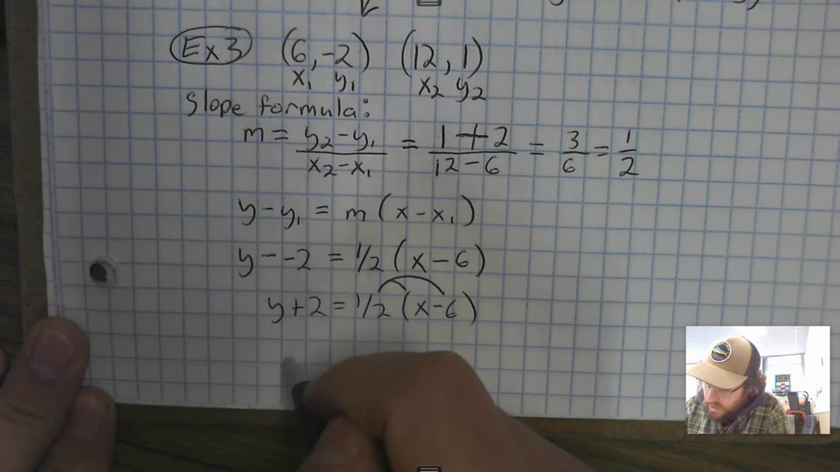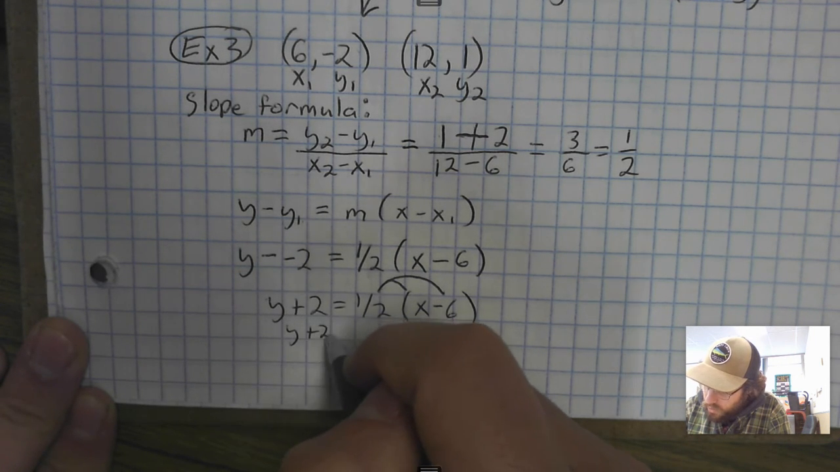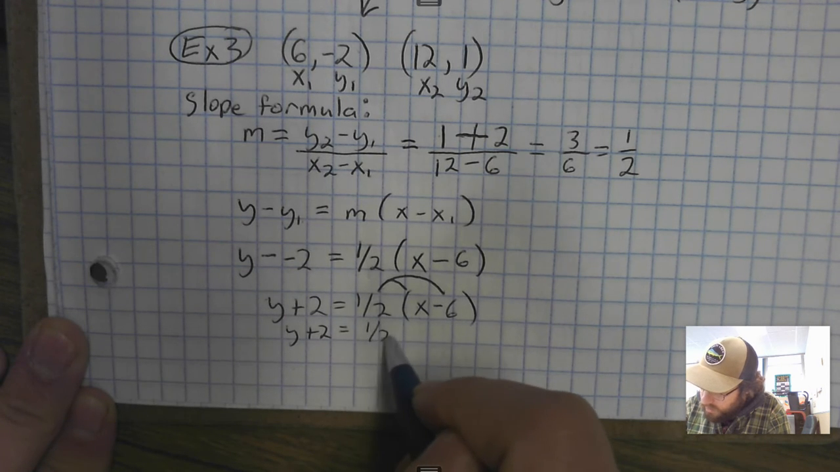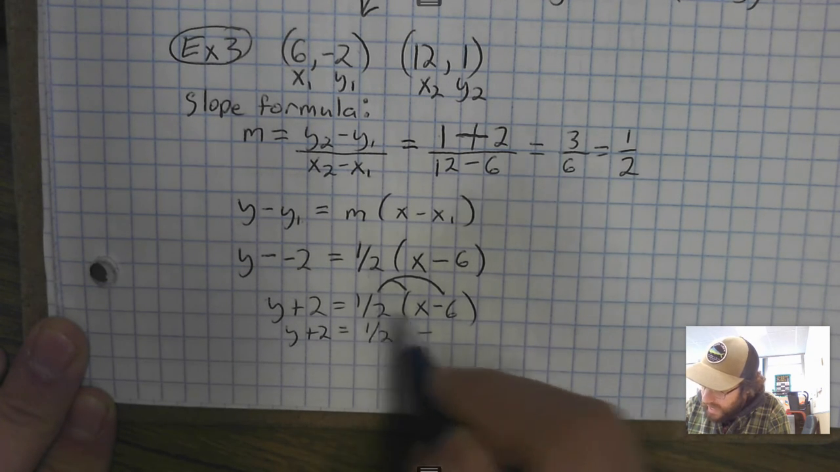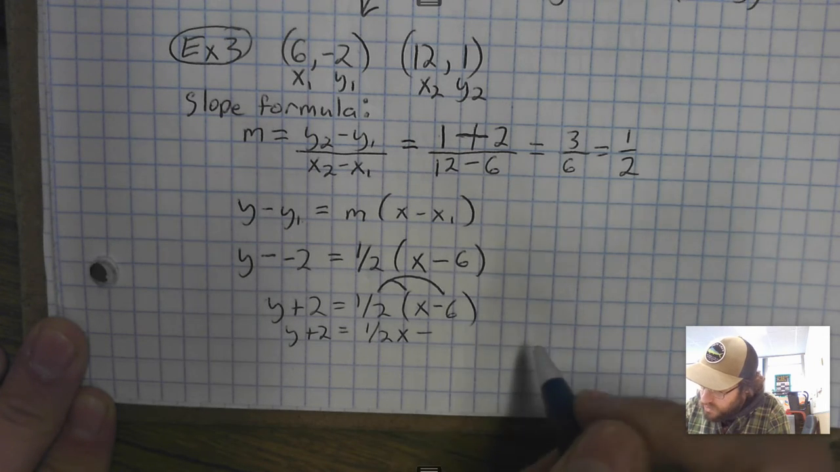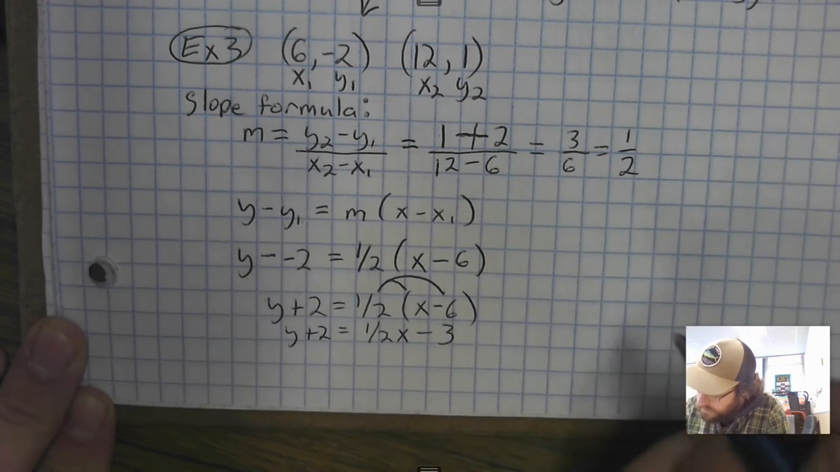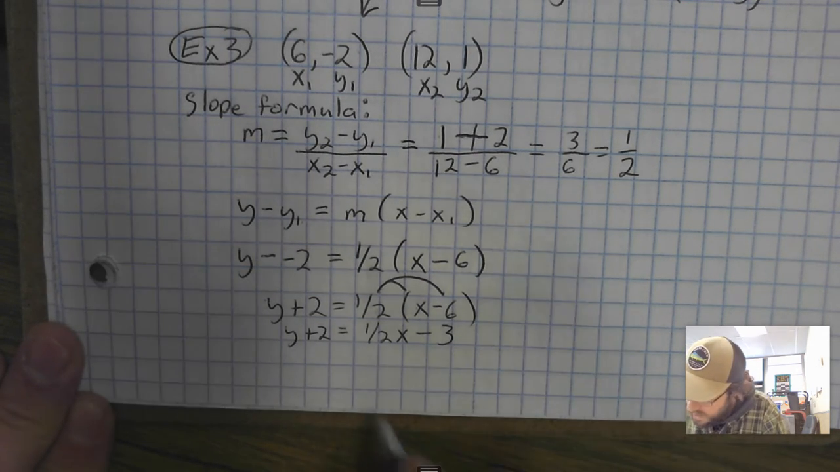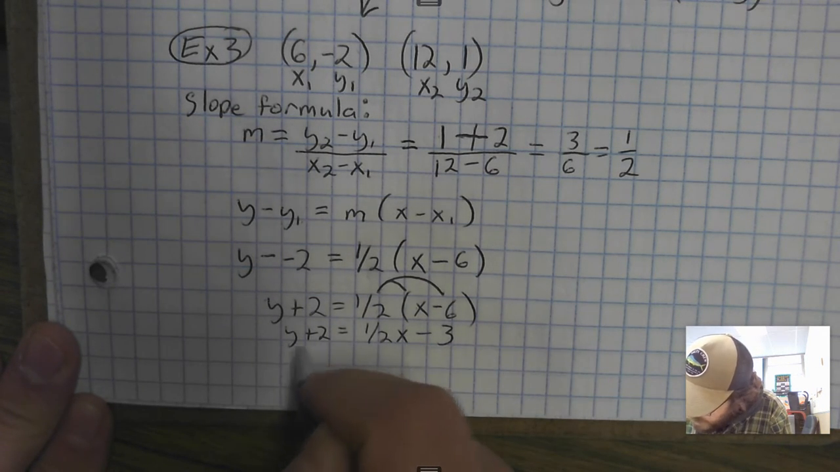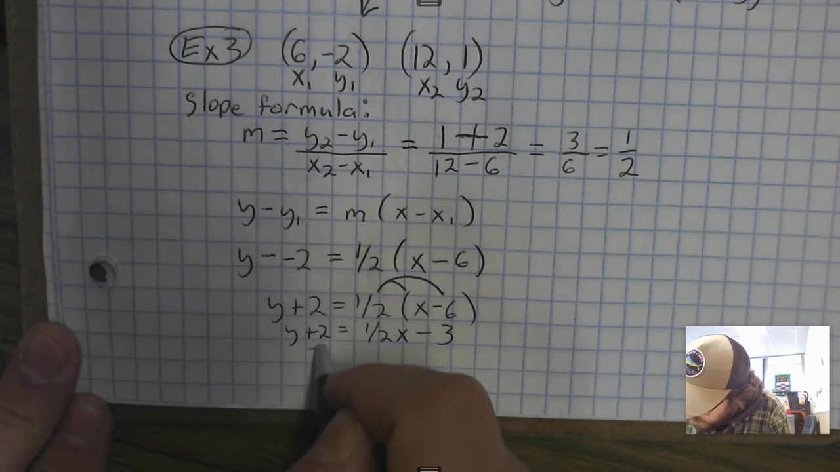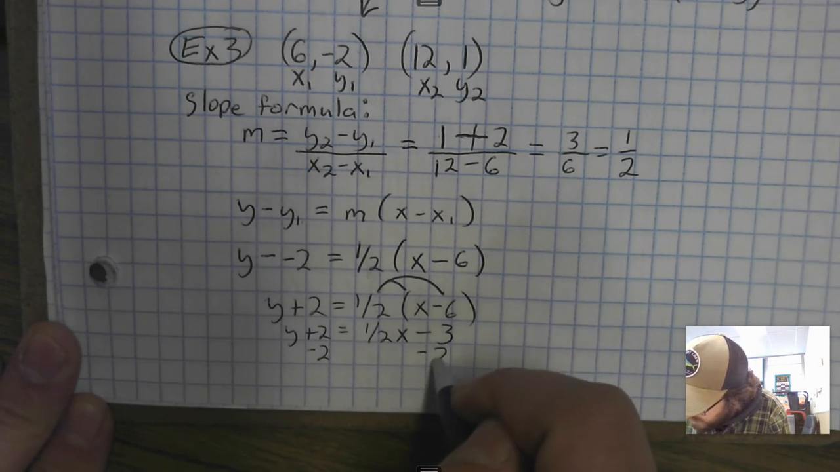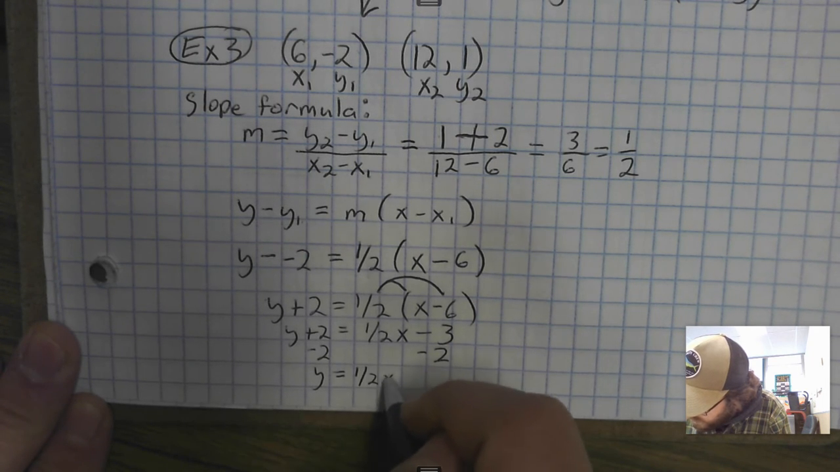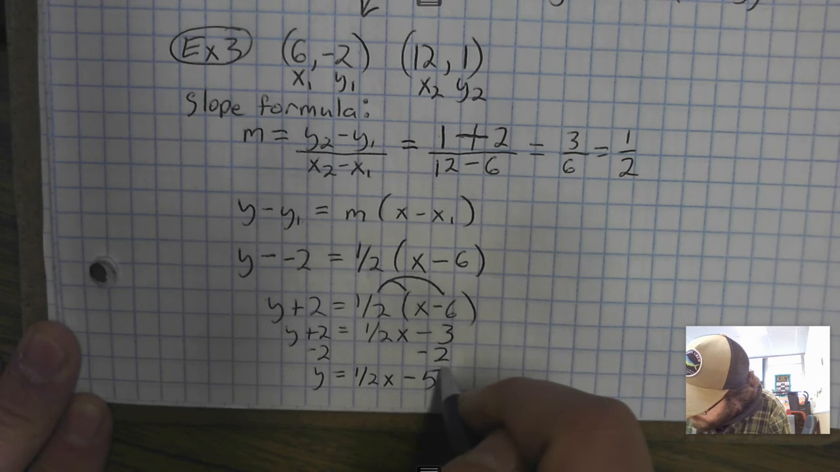So the left side is going to stay the same. Y plus 2 equals, and I'm going to distribute the 1/2. So I've got 1/2 x minus a 1/2 times 6 is 6/2, or 3. Now I have one more step to put this into slope-intercept form. I'm going to undo the plus 2 right there, and I'm going to subtract 2 from both sides. -2 minus 2. And I get y equals 1/2 x minus 5.